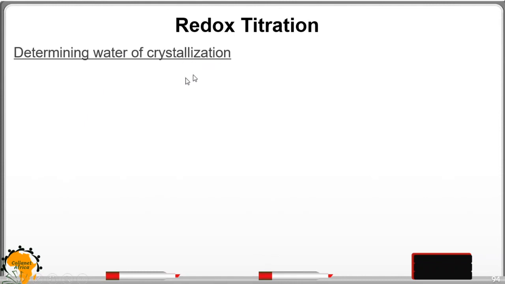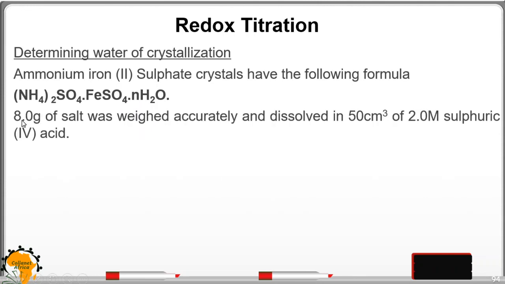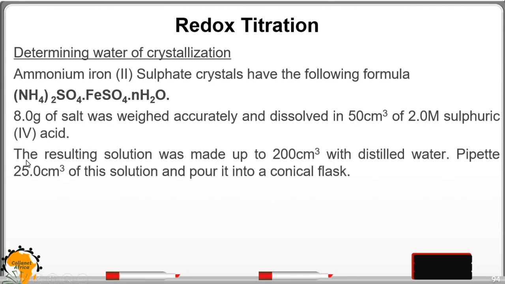Determination of water of crystallization. So we have ammonium iron(II) sulfate crystal having the following formula. This is the formula, very simple, don't worry about the size of the formula. What we need to determine is n, the water of crystallization. 8.0 grams of salt was weighed accurately and dissolved in 50 cm³ of 2.0 M sulfuric acid. The resulting solution was made up to 200 cm³ with distilled water.